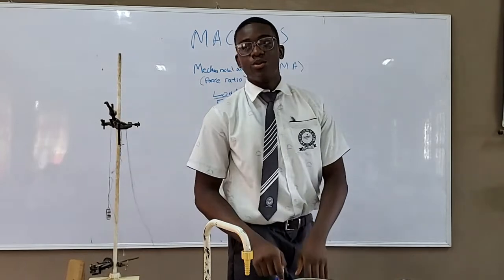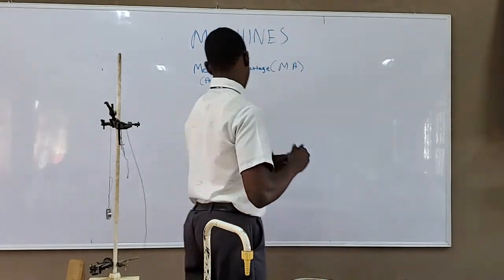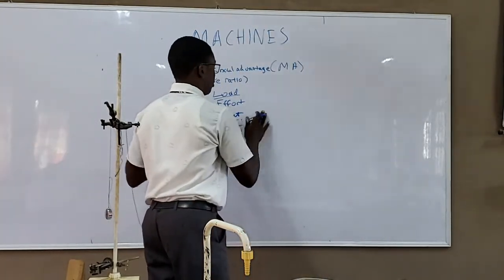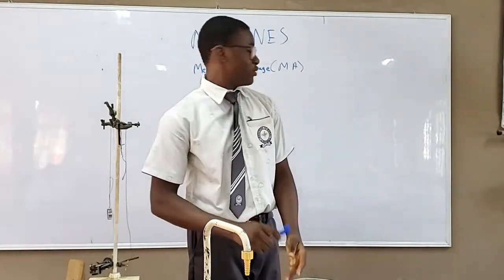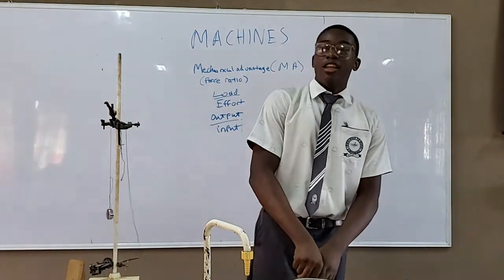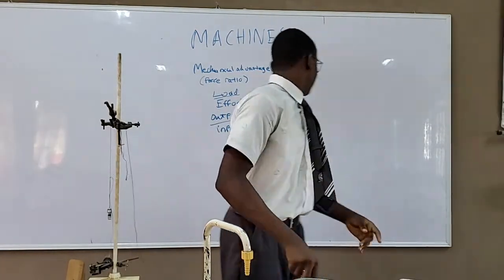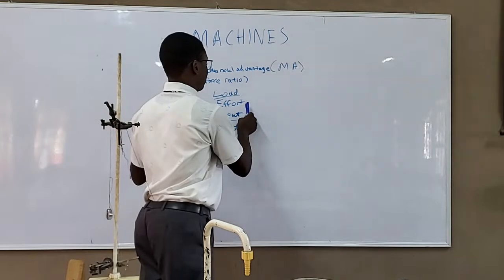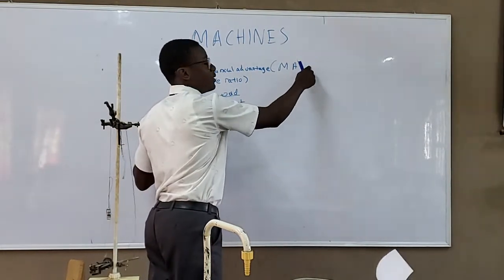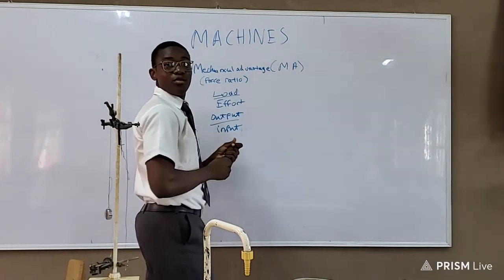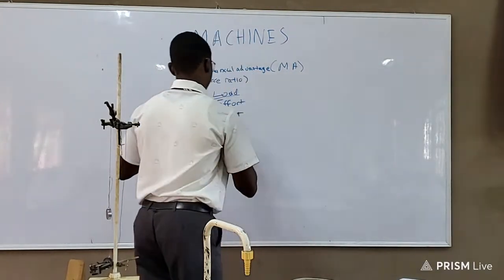Then we move on to velocity ratio. Velocity ratio is the ratio of the distance moved by the effort all over the distance moved by the load. The velocity ratio is affected by the geometry of the object. Mechanical advantage is affected by friction. So we move on to efficiency.